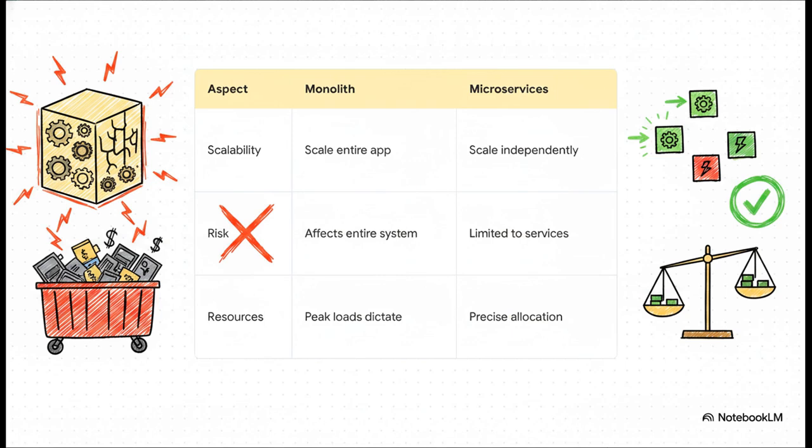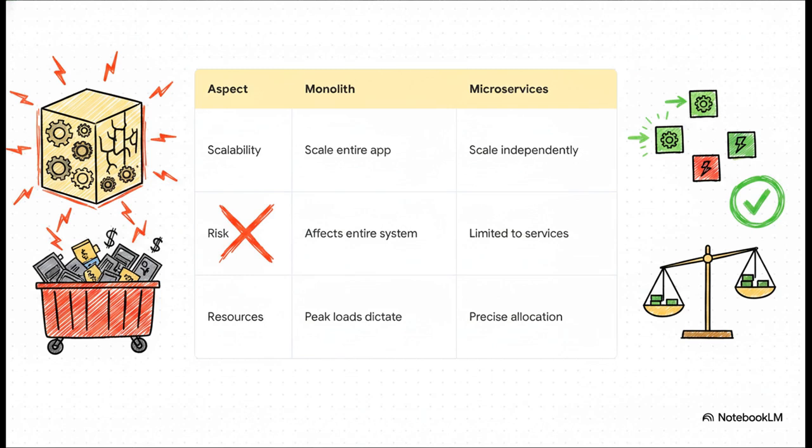Think about scalability. With a monolith, if just one single feature gets hit with heavy traffic, you are forced to scale the entire application. It's a huge waste of resources. But with microservices, you surgically scale only the specific service that actually needs it.